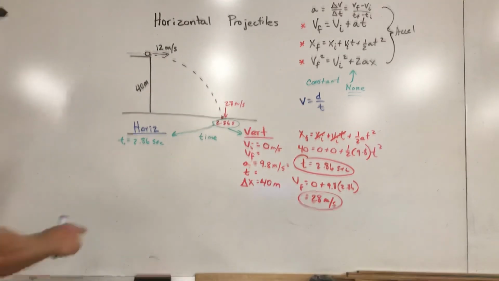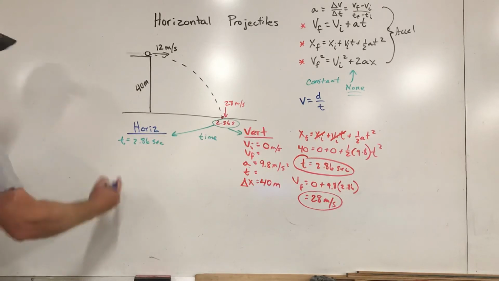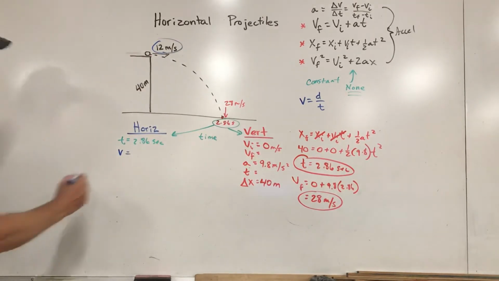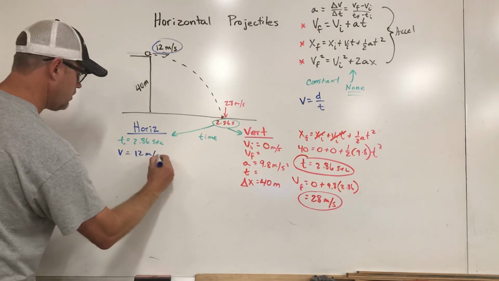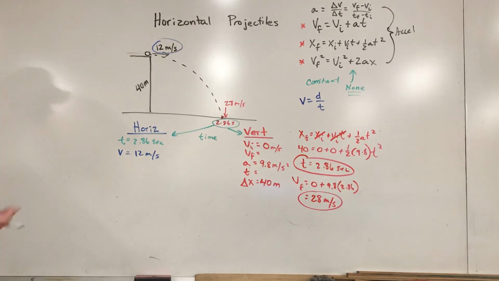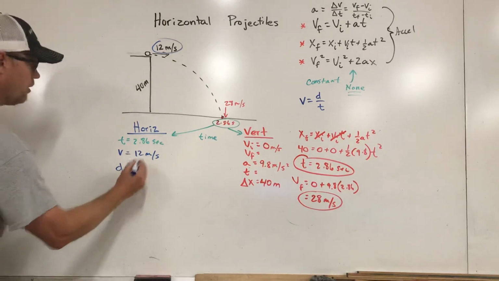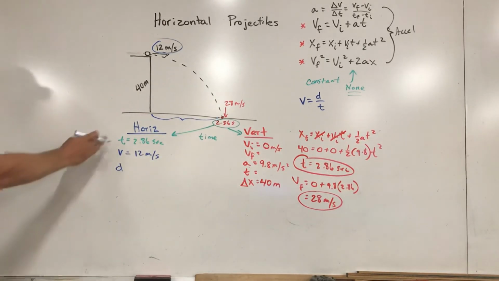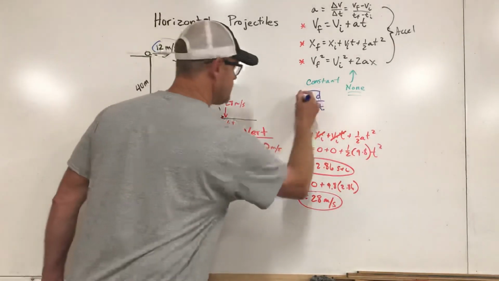Okay? So I've got time down here. Do I have its velocity? Well, I sure do. It's not changing. It's 12 meters per second. What's the only thing I don't know here? I don't know the distance. I don't know how far it's going to travel horizontally. But all I need is these two things and one simple equation.